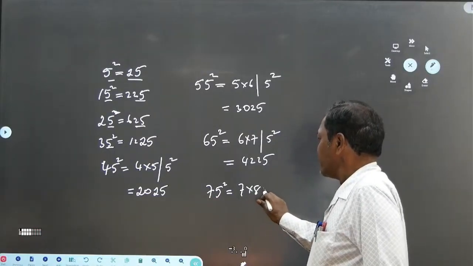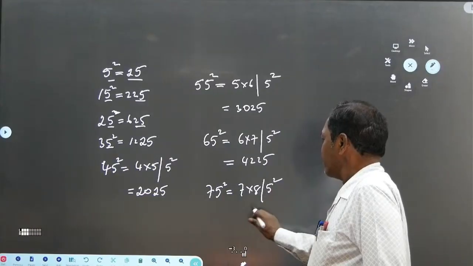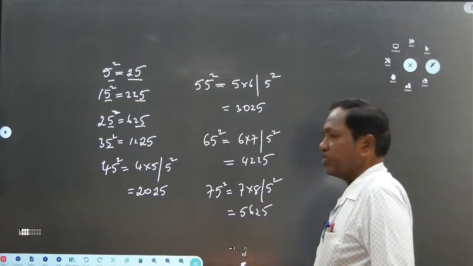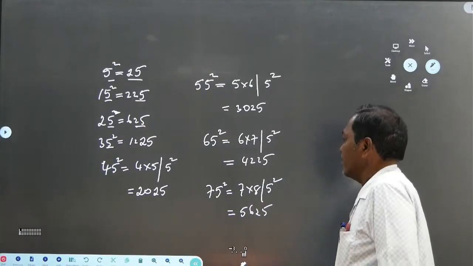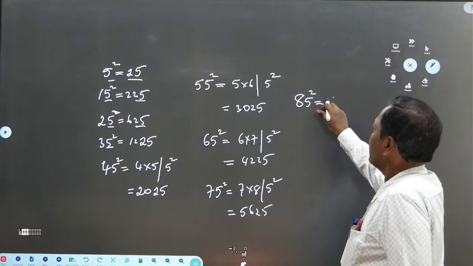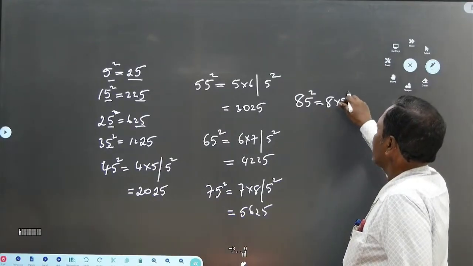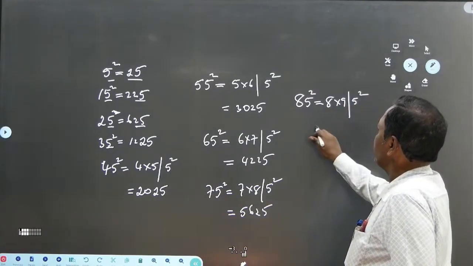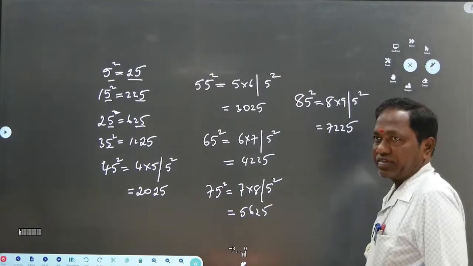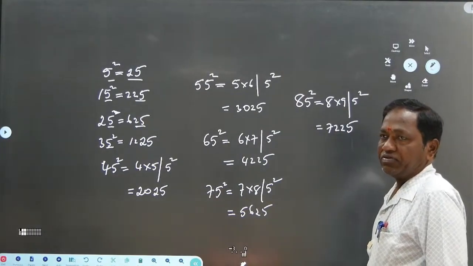7 into 8 first part and 5 square: 56, 25. It's like that. And 85 square: 8 into 9 first part and 5 square is the second part. So 72 and 25. Okay, so now you get it.